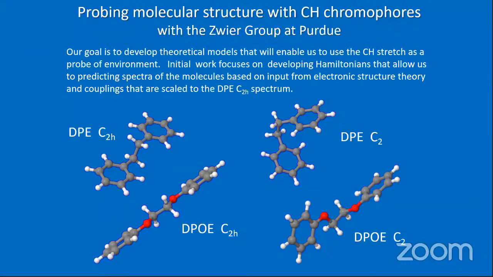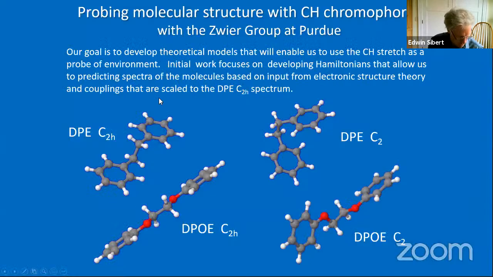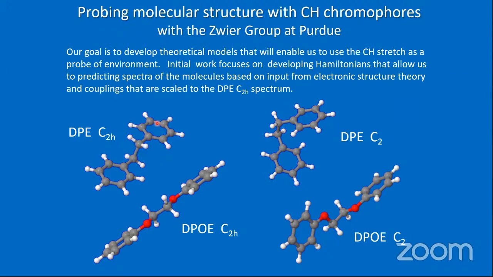Yes, I should have been more careful here. We are interested in the alkyl CH stretches. So, 1, 2, 3, 4, this is like an ethane. Just the bridge CH stretches. So all of these things, actually, okay.